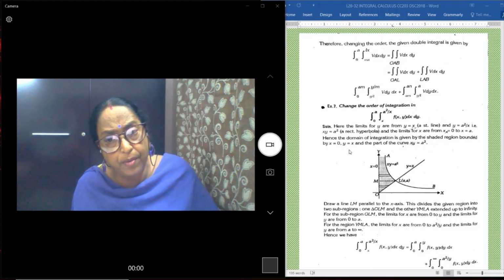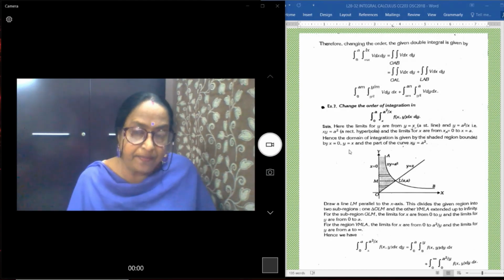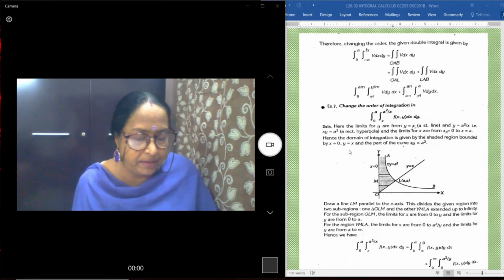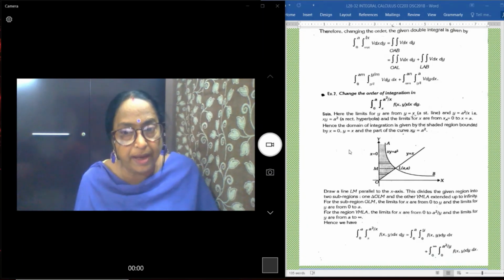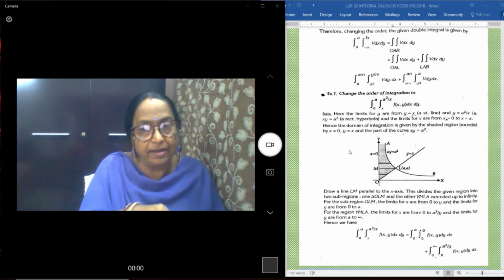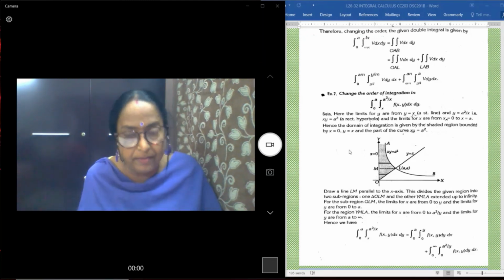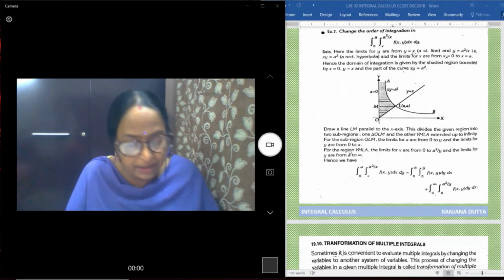So you have to draw the curve first and then select the limits of integration of x and y, that is the problem in this double integration.